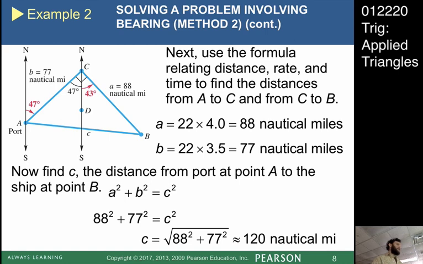120 nautical miles. So we weren't too far off. No, we were fine. Cool.